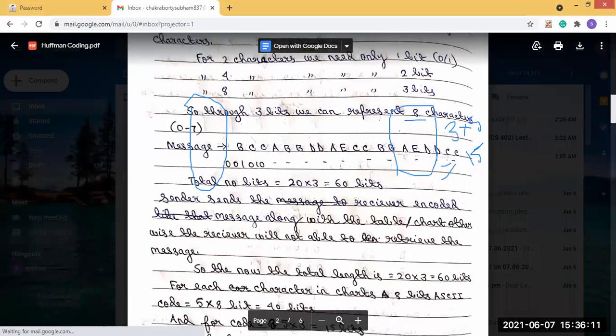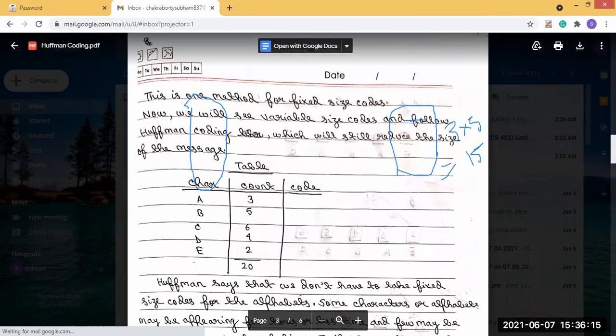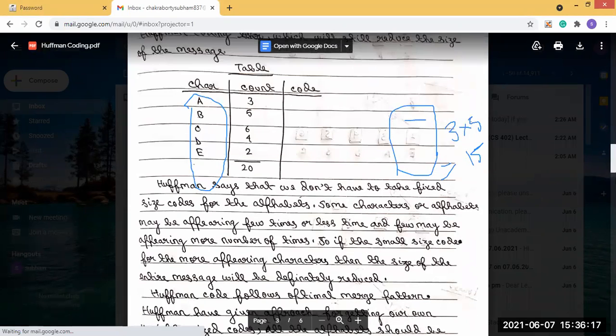I will not be able to show you that because the time is very less, but I will say what Huffman says, and next day I will show the format. But today you see what Huffman says. Huffman says that we do not have to take the fixed size codes for the alphabets. Here we have used a 3 bits code, but Huffman says we do not have to take fixed size code for the alphabets.